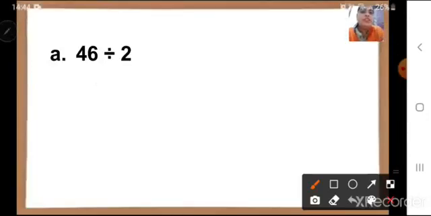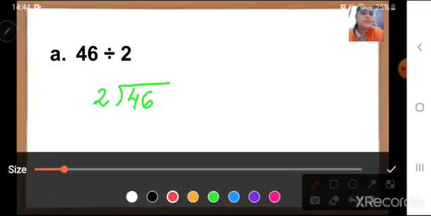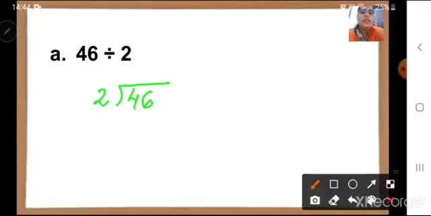Now children, first we have to draw the bracket. Then we will write the dividend and then the divisor. Now children, what is our divisor? Number 2. Now children, for division we have to take one number at a time. Now first we will take number 4. Will number 4 go in 2's table? Yes, it will go.